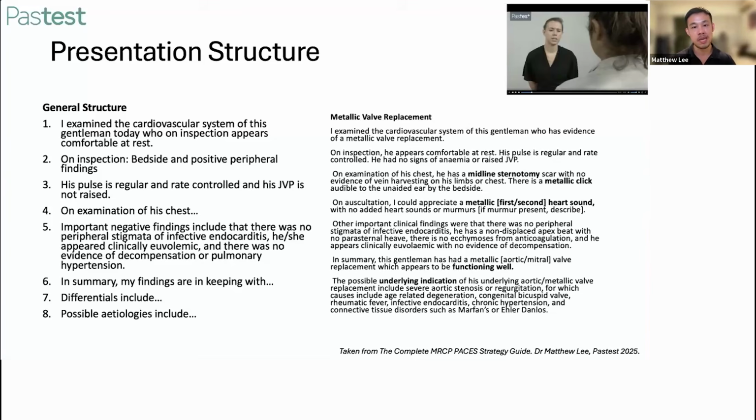And so, for example, for this metallic valve replacement, first of all, a valve replacement structure is pretty much going to be the same, no matter what valve it is or whether it's metallic or bioprosthetic. You're going to comment on certain things, the key clinical findings. You're going to comment on key negatives, which are any features of decompensation or any murmurs. And then you're going to comment on the underlying indication. These are always going to be things that you mention for a specific condition.